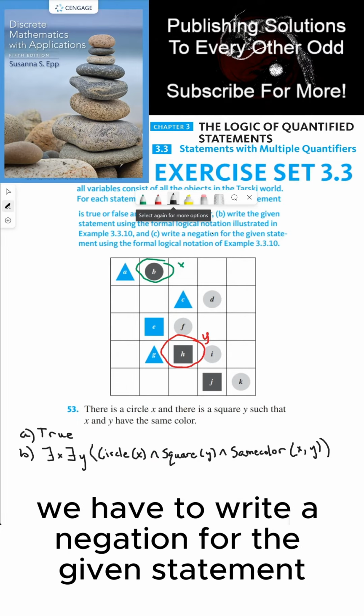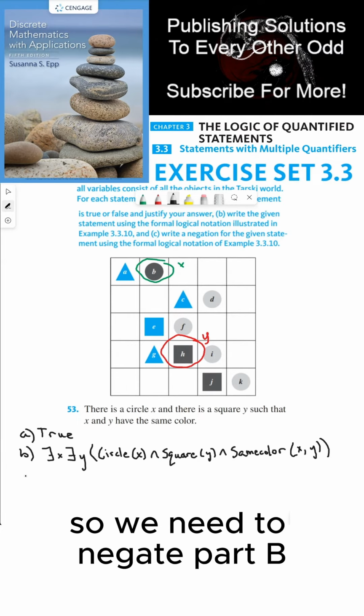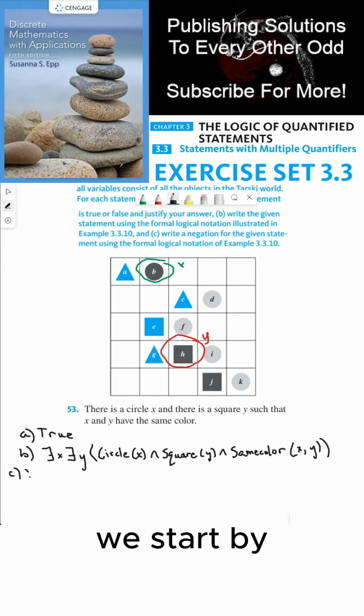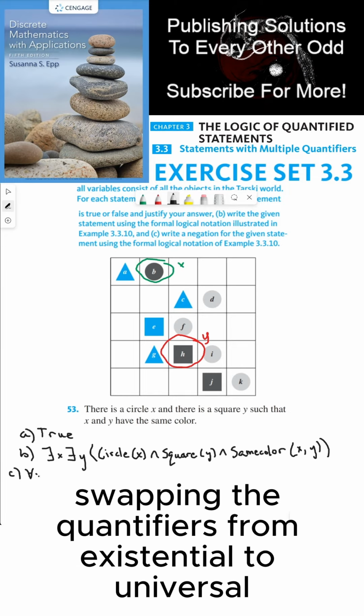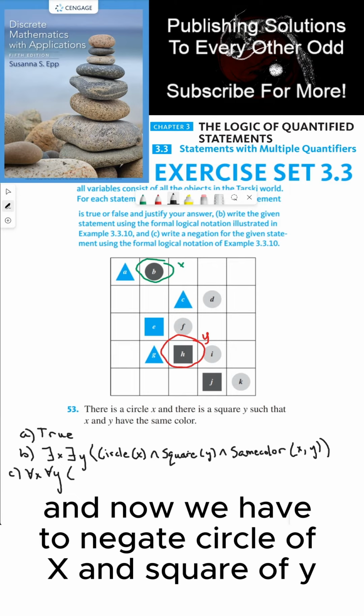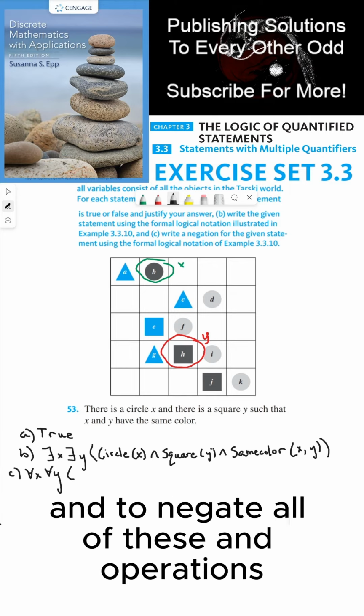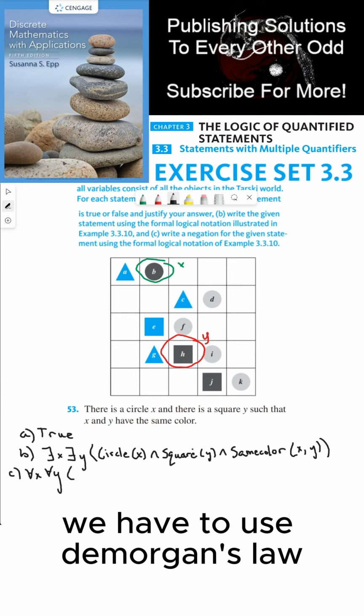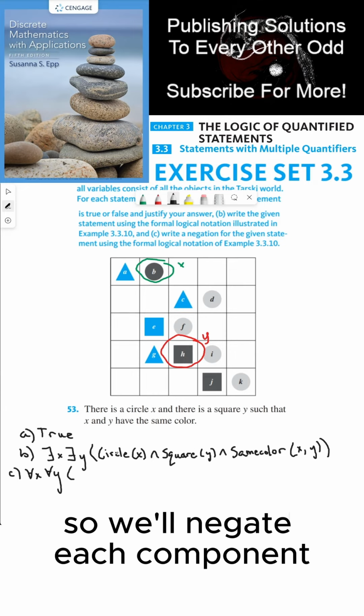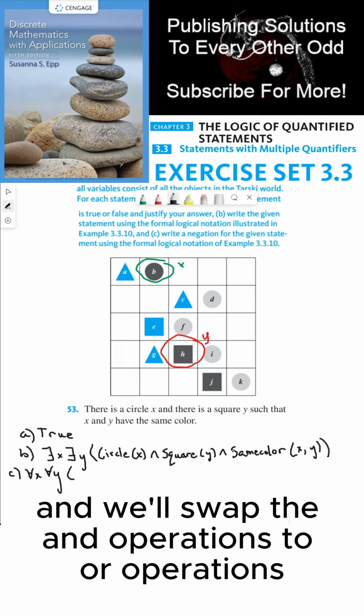For part C, we have to write a negation for the given statement. So we need to negate part B. We start by swapping the quantifiers from existential to universal. And now we have to negate circle of X and square of Y and same color of X and Y. And to negate all of these and operations, we have to use De Morgan's law. So we'll negate each component and we'll swap the and operations to or operations.